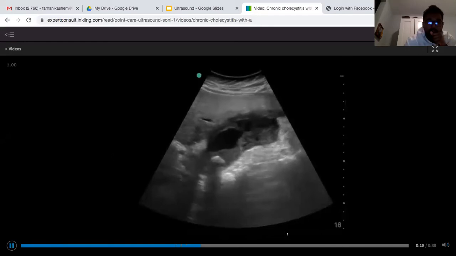Let me double check something actually really quick. Actually, we skipped something. First, I'm just going to read this case presentation. Can you see the screen? I still see the ultrasound.